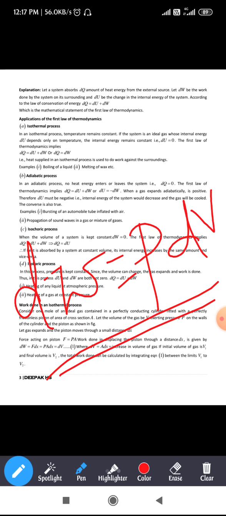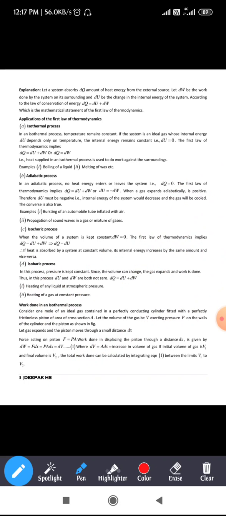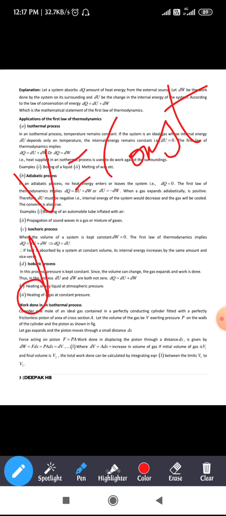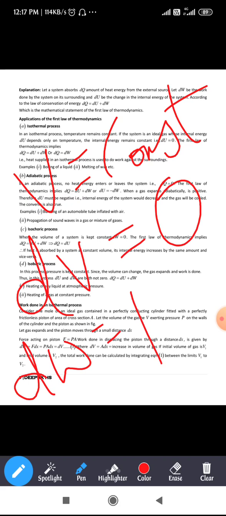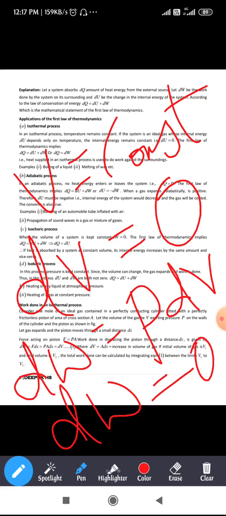So this work done depends upon the volume. Okay, so since in the isochoric process, what happens? Volume is kept constant. Okay, v is equal to constant. So if v is equal to constant, the change in volume will be nothing but equal to 0, right? So since dv is equal to 0, according to the work done expression, that is dw is equal to pdv, hence dw will also be equal to 0. So hence you can conclude that work done is also equal to 0 in the case of isochoric process.